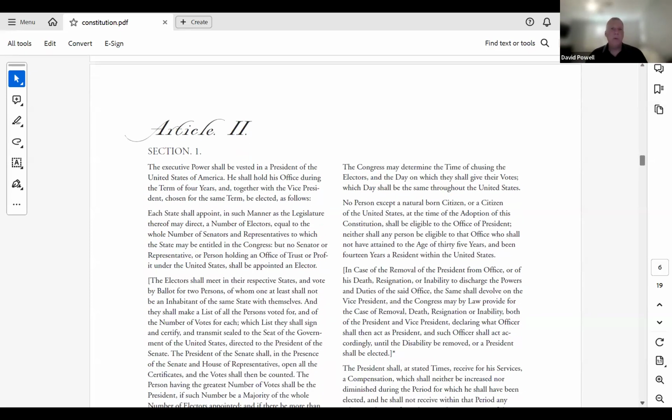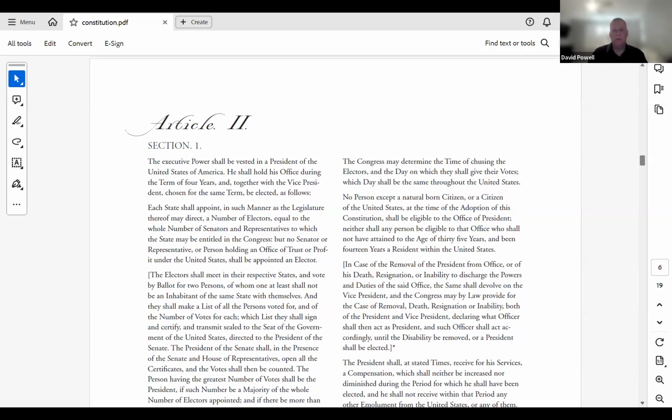Then in Article 2, we get into the president and the executive branch. For the president, in order to be president, you have to be 35 years old, and you have to be a natural-born citizen, and you have to also reside in the U.S. for at least 14 years. But you have to be a natural-born citizen in order to be president.